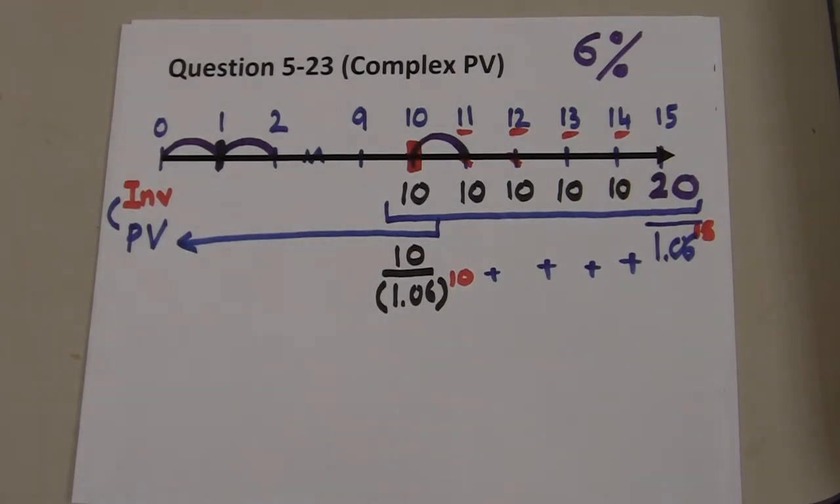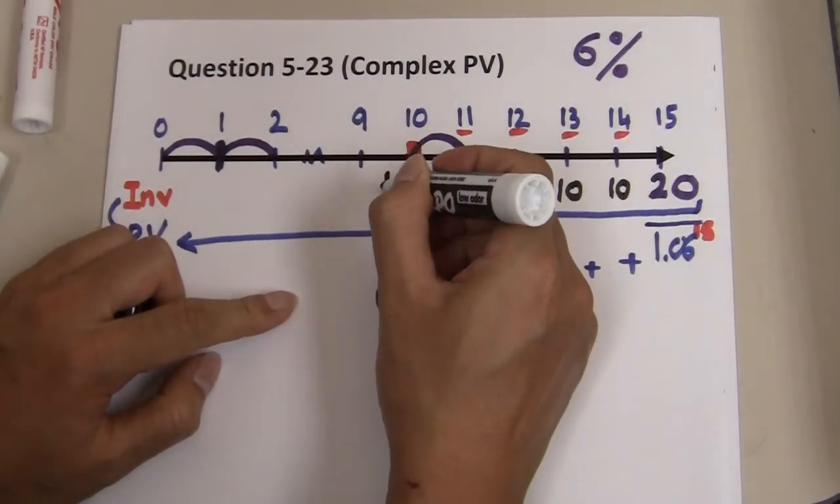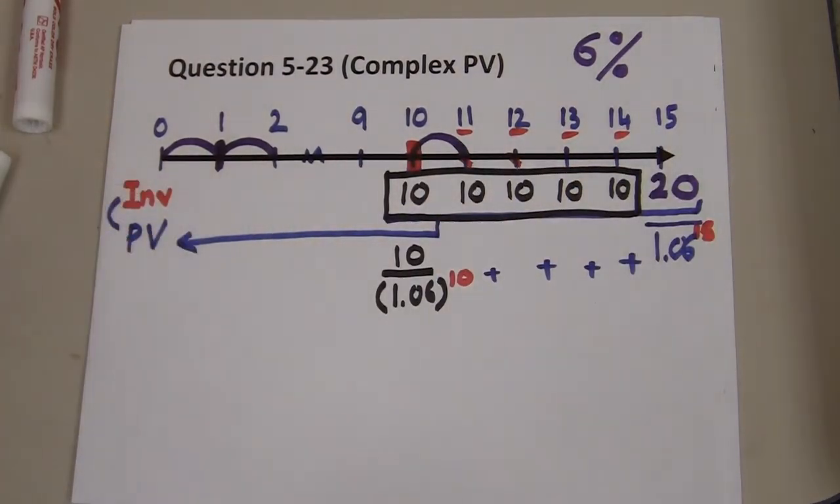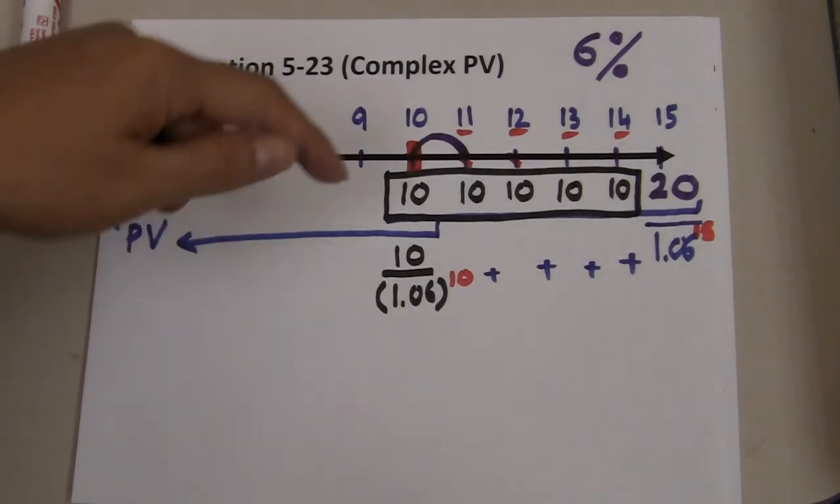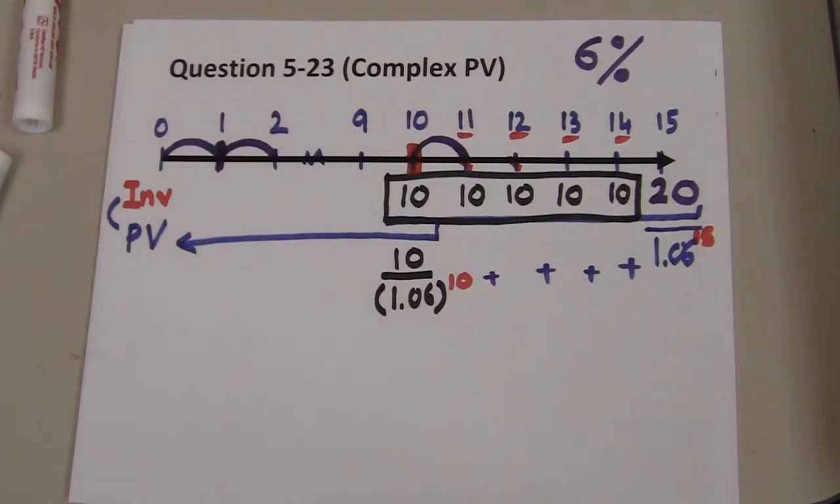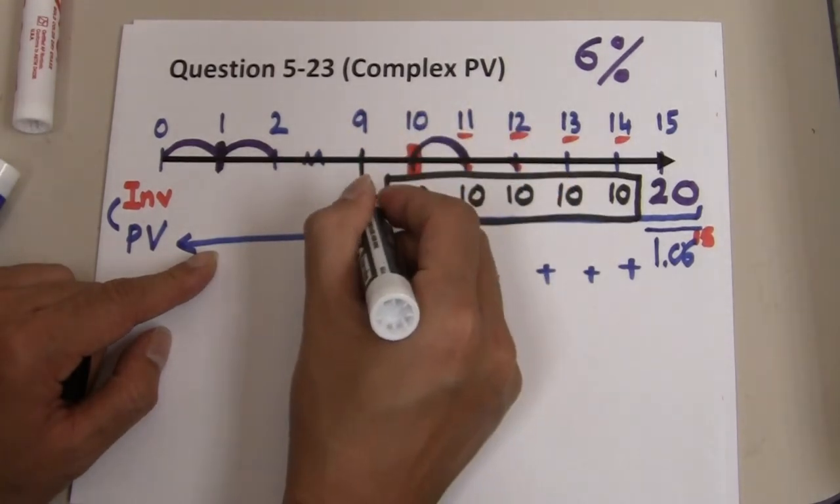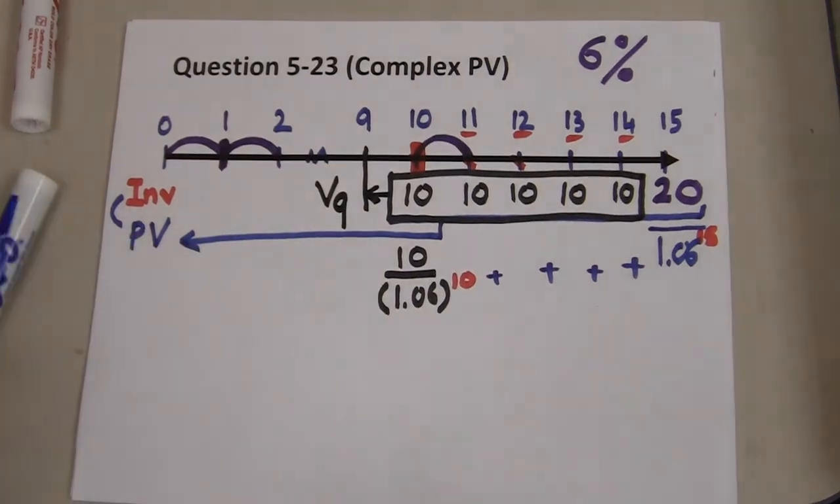Another way to solve this problem will be shorter, but more complicated. I will show you. First of all, we realize that part of the payments, all of those 10,000 here, is an annuity. How many years for the annuity? 1, 2, 3, 4, 5. Interest rate at 6%. And therefore, you can calculate the value at year 9 of the annuity.